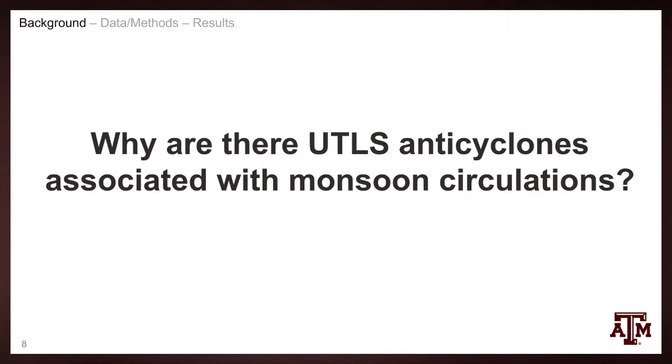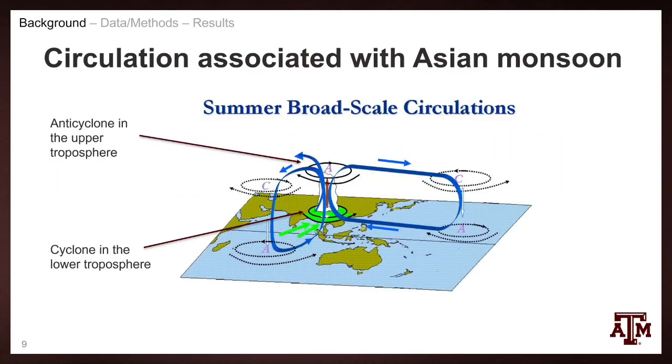So why are there these anticyclones in the upper troposphere and lower stratosphere? The reason is because of large-scale dynamics. Here we are looking at a diagram of the circulation associated with the Asian monsoon. So we know that in South Asia, Southeast Asia, there is a lot of convection, a lot of precipitation. And in the upper troposphere, there is the anticyclone, like we saw in the previous plots. And in the lower troposphere, there is a cyclone. So associated with the monsoon system, there is this anticyclone-cyclone pair.